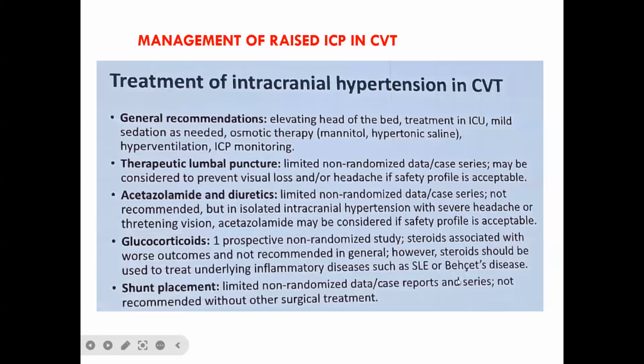Anybody? Hello? Yes, sir. Pseudotumor cerebri, you have heard, no?